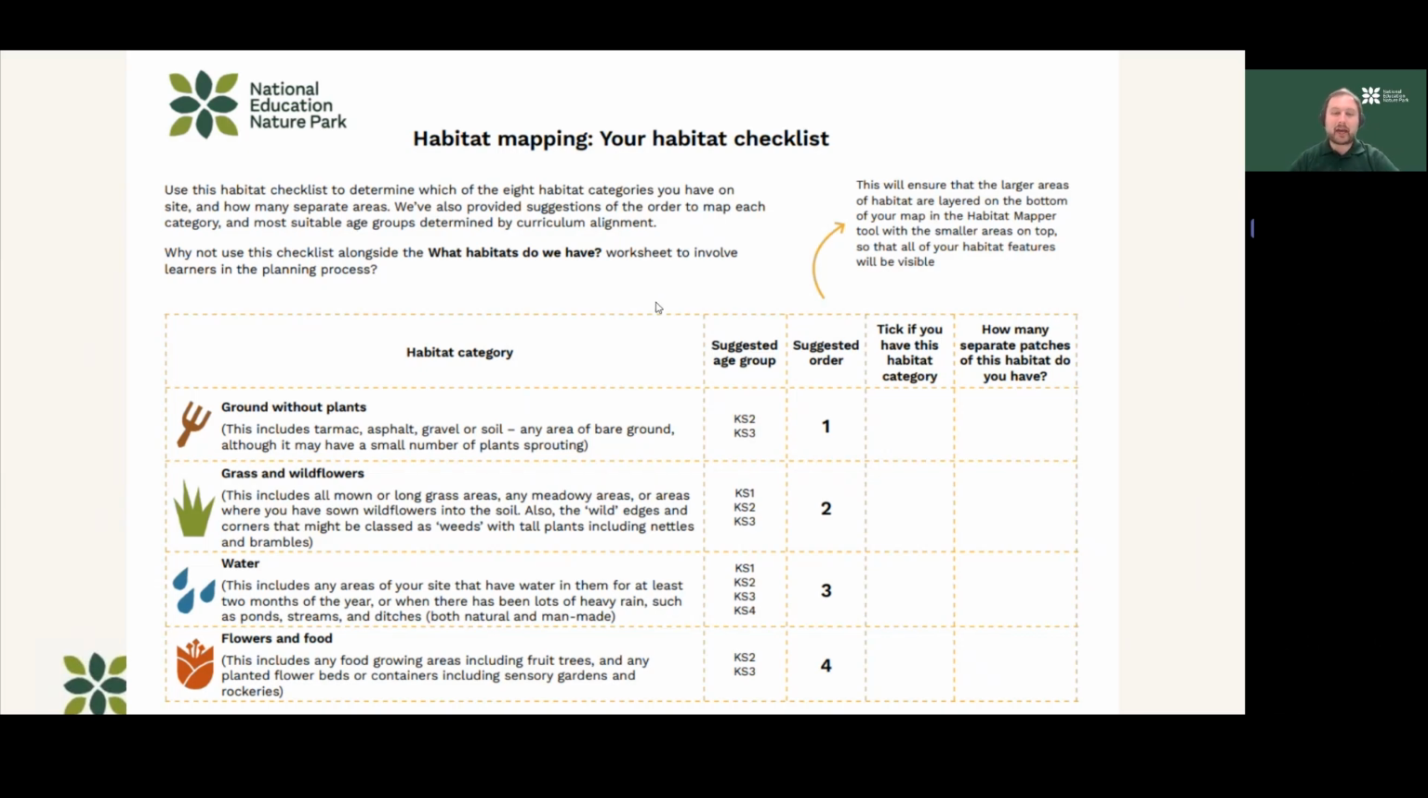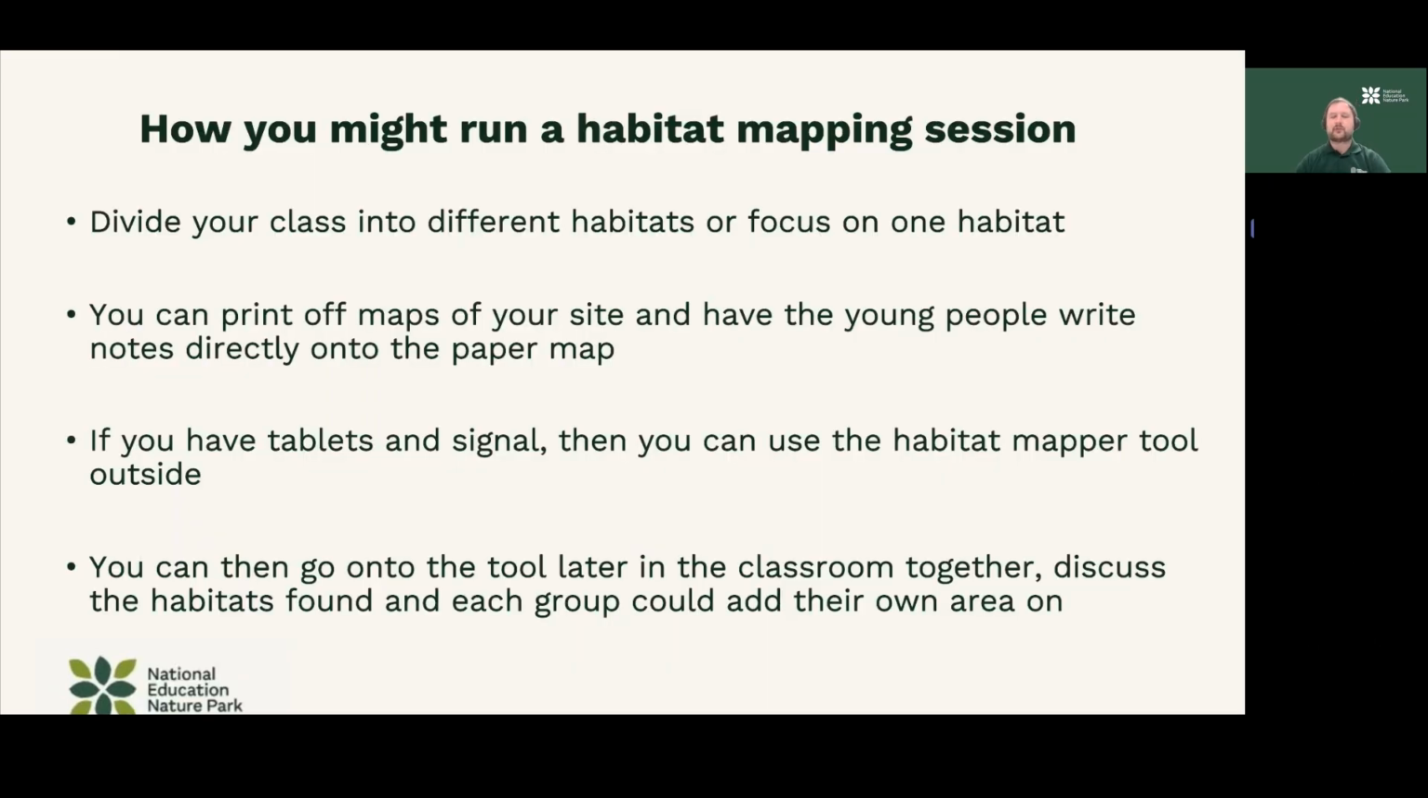On the habitat mapping page, we've got this checklist. This is something you could do with the students, or potentially with SLT, or the rest of your educators, going through the different habitats that you think you've got on your site, and potentially the age group that you think might be doing it, as a way to strategize before you start your habitat mapping. It's a really useful tool just to get some ideas down.